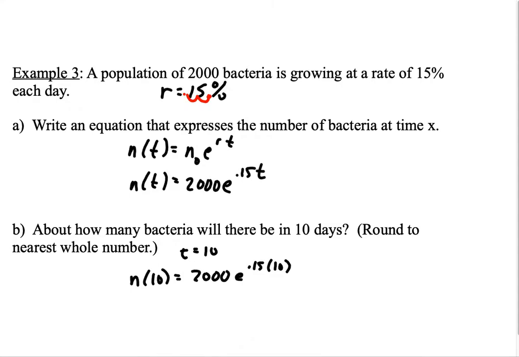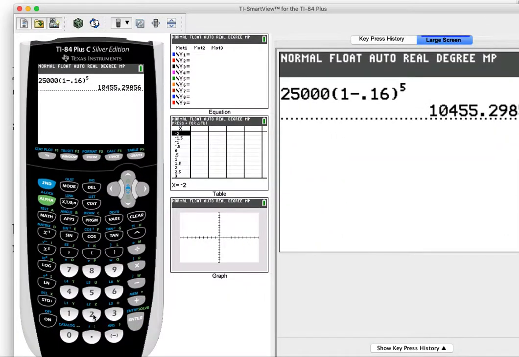So let's plug that into our calculator here. I've got 2,000 bacteria. The E button is right above the natural log button, so I had to hit second and then the LN button, and that gave me E on the screen. And then I'm going to plug in 0.15 times 10. If yours doesn't superscript it like mine, you might have to put that inside parentheses if it just puts it off the side of the E.